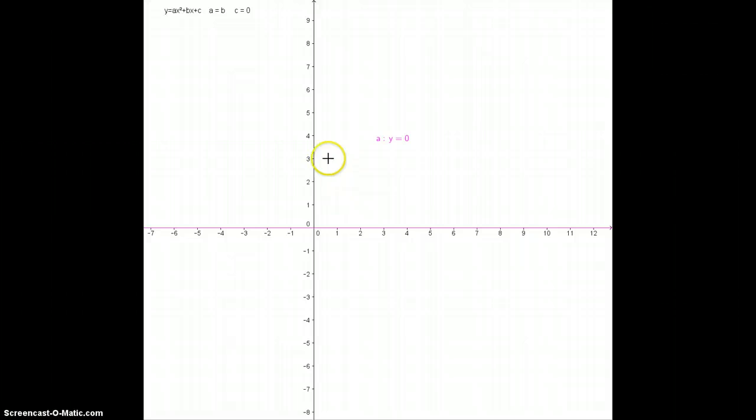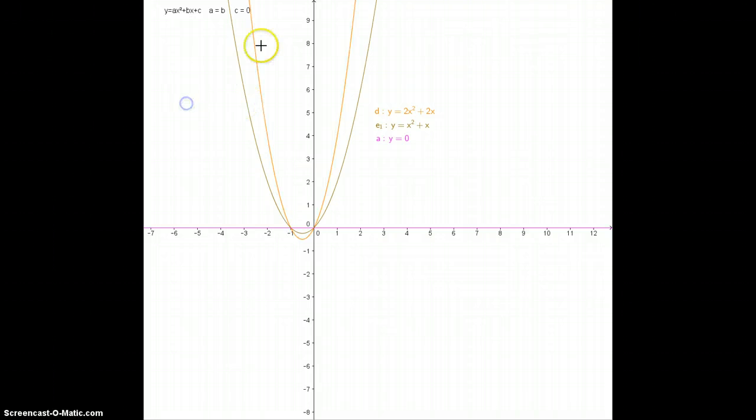Now if we increase a and b by 1, we will get the equation y equals x squared plus x. Now the graph of this is a parabola that is opening upwards and crosses the x-axis at 2 points at 0 and -1. Now if we increase our a and b by 1 again, we will get the equation 2x squared plus 2x. And the graph of this is this orange parabola.